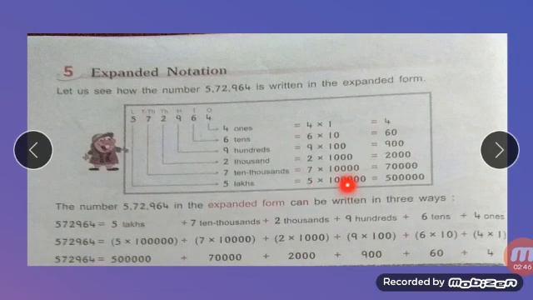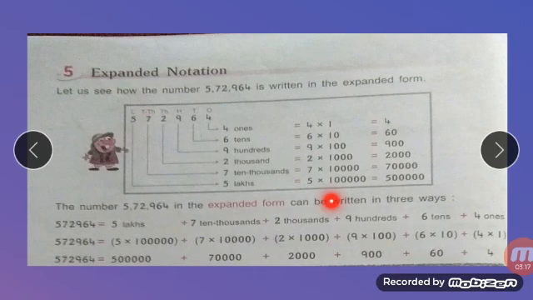If you multiply 7 by 10,000, what will you get? See, 7 zeros are 0, 7 zeros are 0, 7 zeros are 0, 7 ones are 7. So you will get 70,000. And 5 is in lakhs place, so 5 multiply 1 lakh, that is equal to 5 lakhs. Clear, children? How you got this number? Now the number 5,72,964 in the expanded form can be written in 3 ways. There are 3 ways to write the number in the expanded form.